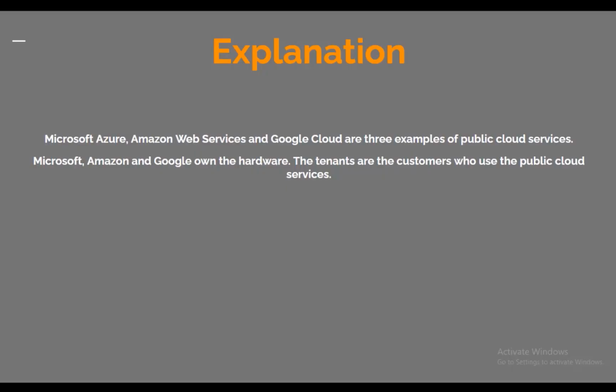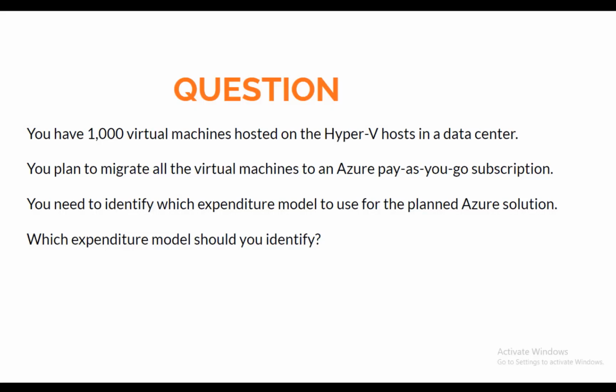Explanation. Microsoft Azure, Amazon Web Services, and Google Cloud are three examples of public cloud services. Microsoft, Amazon, and Google own the hardware. The tenants are the customers who use the public cloud services.